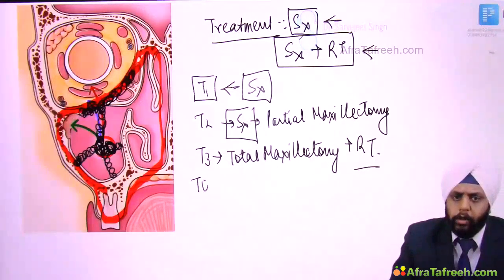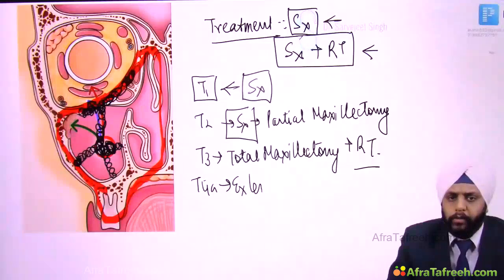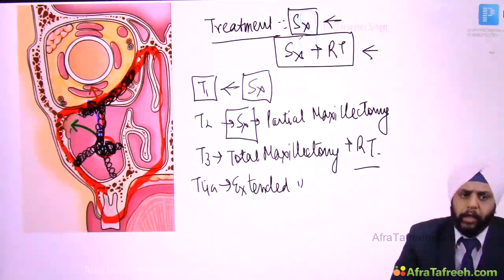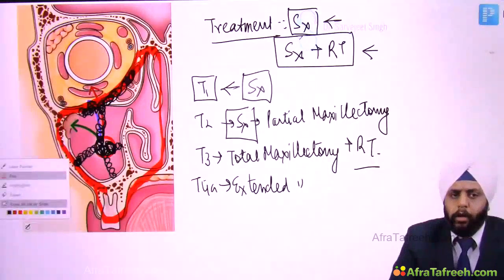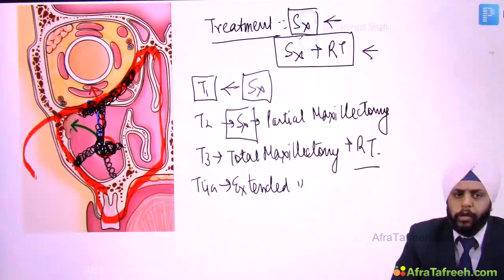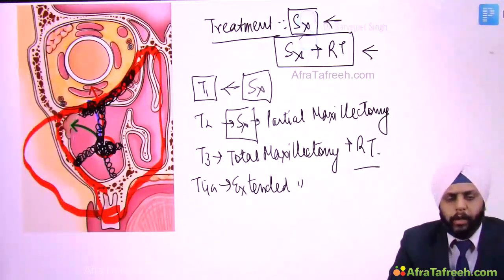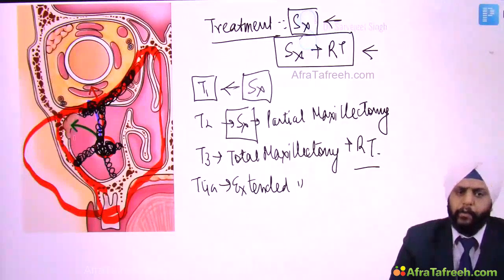T4A, what will you do? T4A, you have to do extended maxillectomy. So what do you mean by extended maxillectomy? Suppose the skin is involved, then you have to remove the skin also. Okay, and you have to repair the skin of the face by doing some flap surgery.